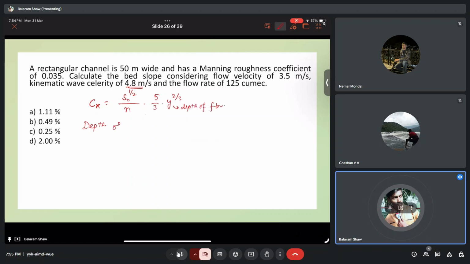So depth of flow is written as y equals, because it is a rectangular channel, q by area. Q is the flow rate, 125 meter cubed per second. Ck is the kinematic wave celerity, b is the width, n is the Manning's roughness coefficient, and v is the flow velocity.